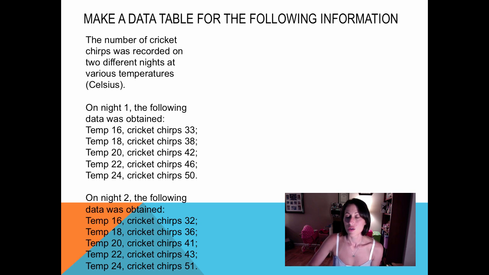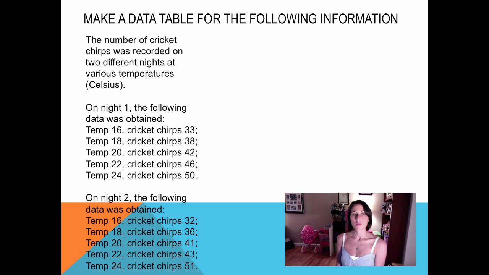All right, so here's one that's a little more complicated. You have another data table that's underneath it, and that's labeled data table 2. I want you to fill out this information. This is regarding the number of cricket chirps recorded on 2 different nights at different temperatures, so it's a little more intricate. You have a group here that's night 1, and a group here that is talking about night 2 that the data was obtained. So go ahead and hit pause, fill that out, and resume when you're done.